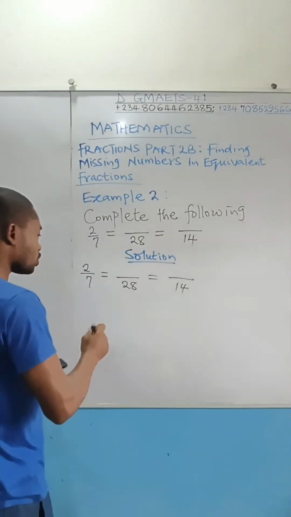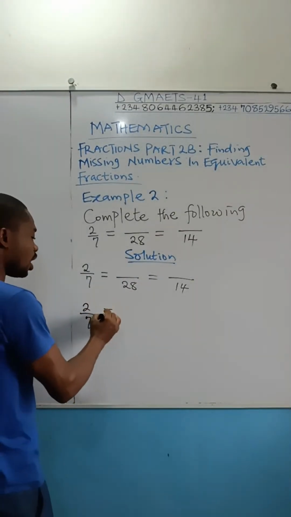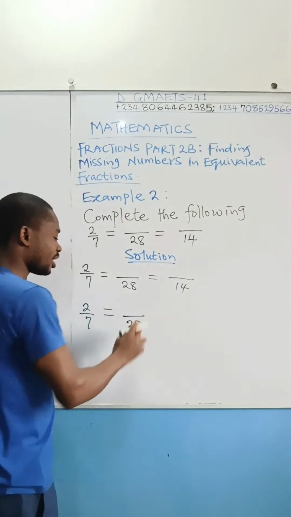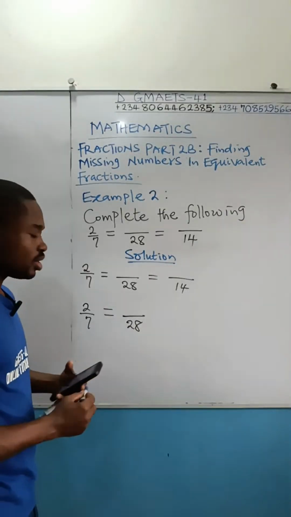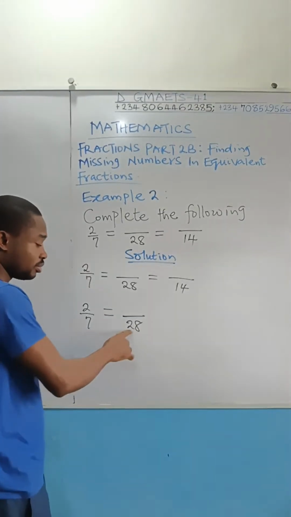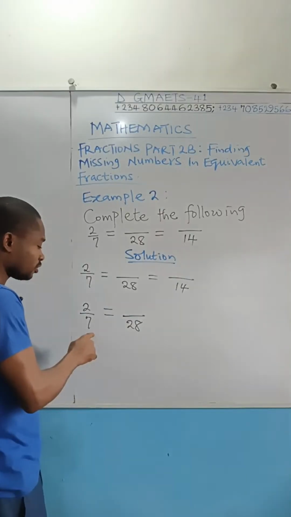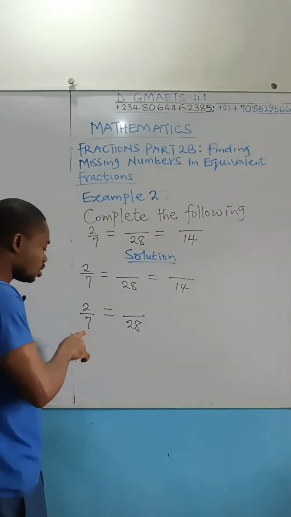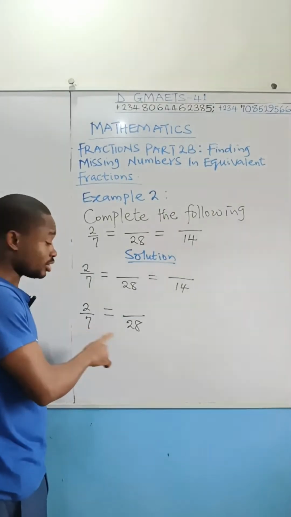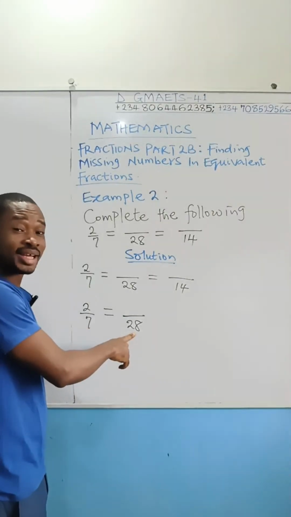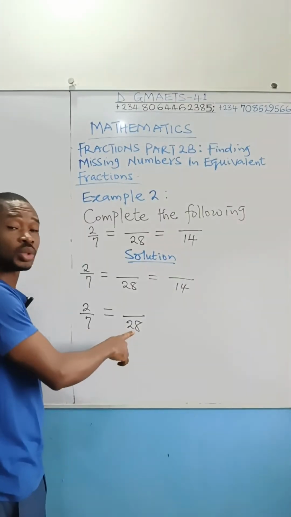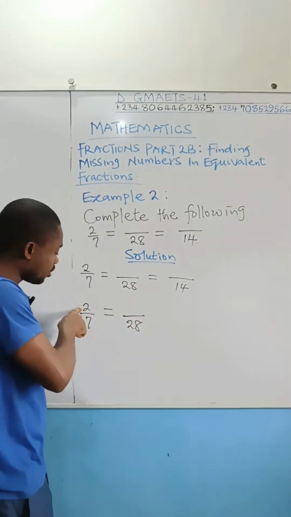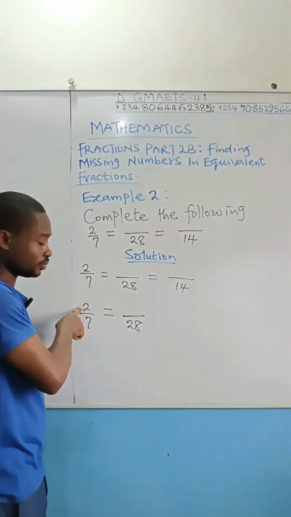So what we are going to do is to solve 2 over 7 equal to blank over 28. Ask yourself, if you look at the denominators, this is 7, this is 28, smaller number 7. What will you multiply 7 by to get 28? And the answer is 4. If you do 7 times 4, you get 28. Therefore, to get this missing numerator, come to this numerator 2, multiply by 4.